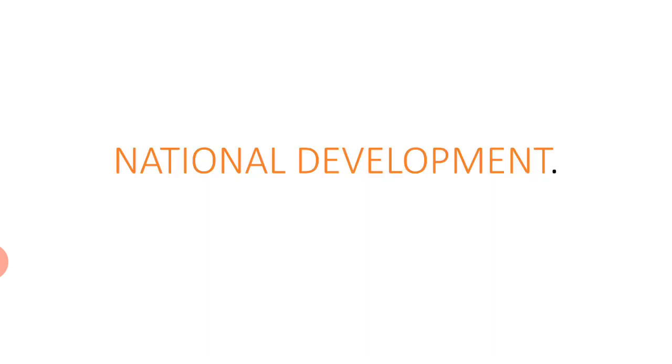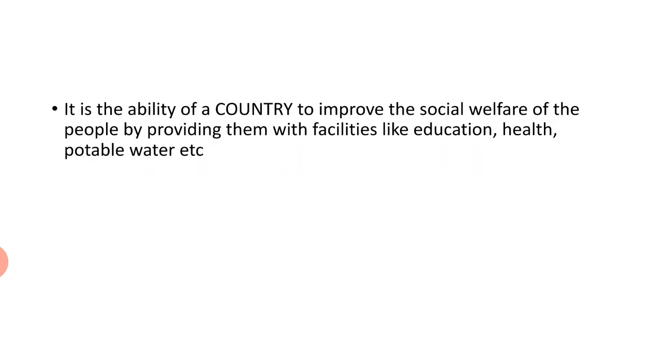Now let's move to the explanation of the topic national development. So what is national development? It is the ability of a country to improve the social welfare of the people by providing them with facilities like education, healthcare, potable water, etc. It includes improvement in living standard of the people by increasing the per capita income and providing social amenities like education, healthcare, etc. Under it, countries focus more on social infrastructure, which includes health and other social services.